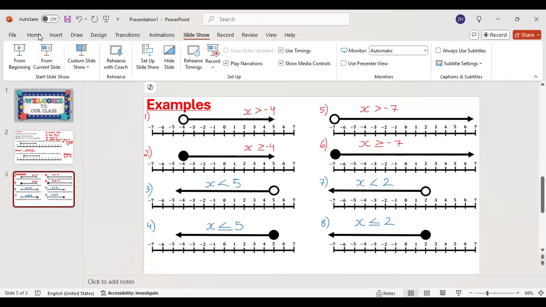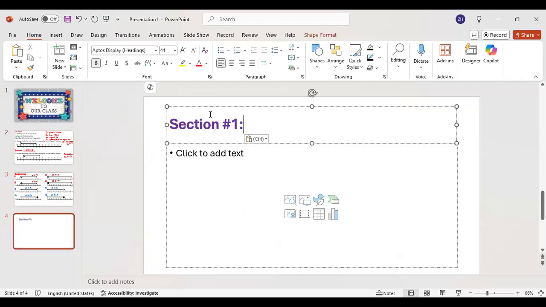If you're done with the quizzes, please turn your attention to the screen. Section 2.